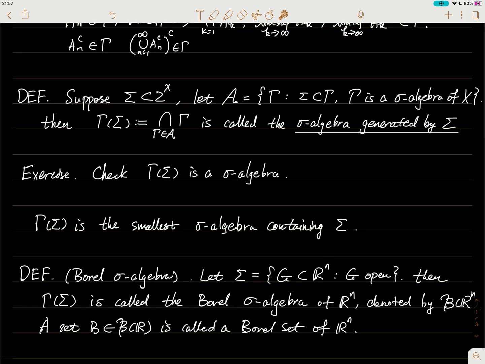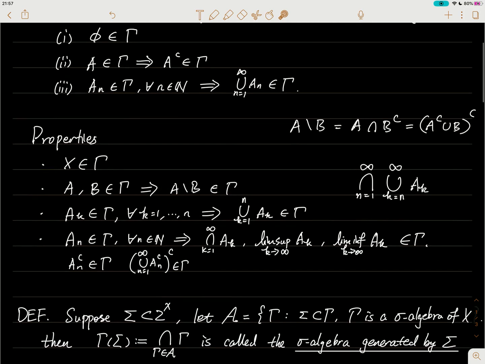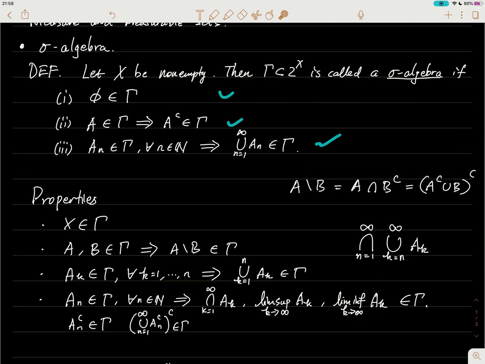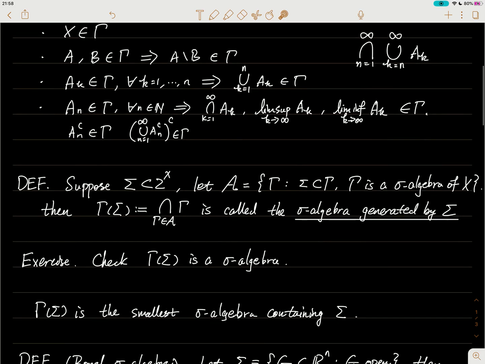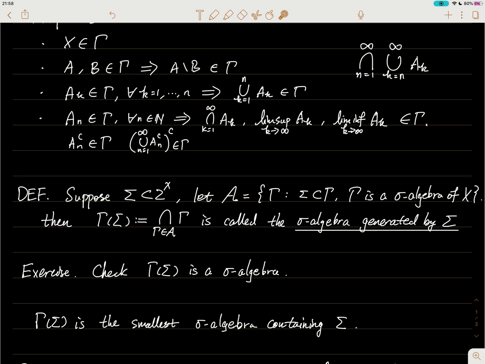Okay, so you can check that this is indeed a sigma algebra, because I leave it as an exercise to you. What you need to do is to show that this gamma of sigma has all these three properties. For example, you need to show that the empty set is in the gamma of sigma, the sigma algebra generated by this set of sigma. Similarly for the other two. It's very easy to show, and I ask you to practice this and convince yourself.